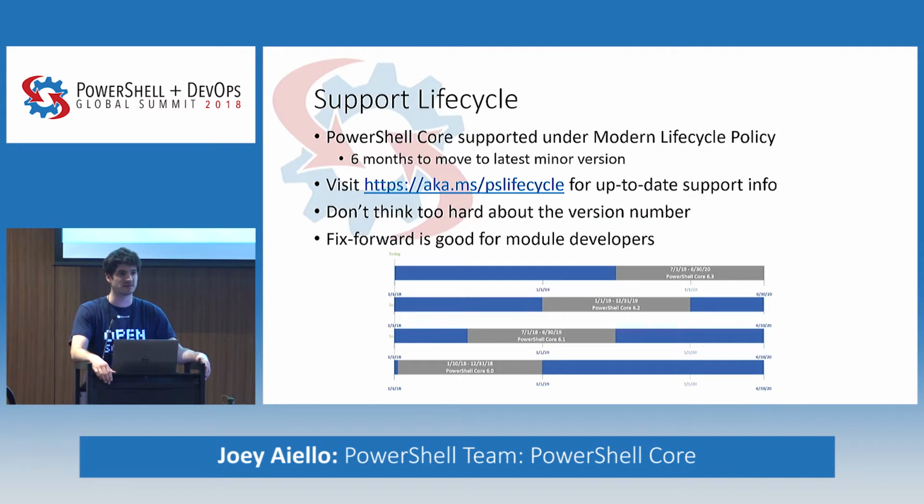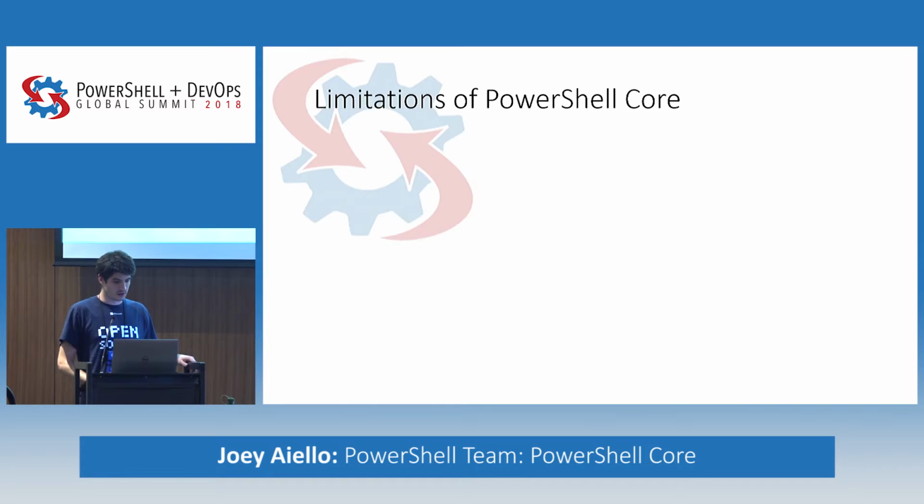But right now, you've got the Windows train and you've got our train for Core that's fixed forward. Is that mostly covered on support? Is that good there? Okay. So what about some limitations of PowerShell Core?